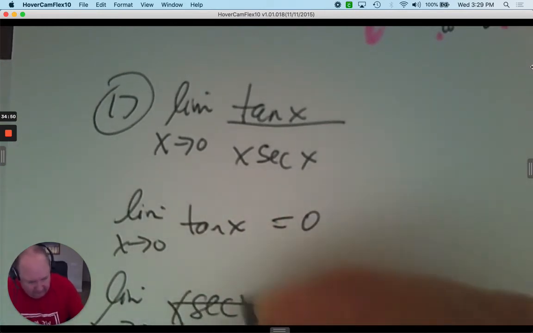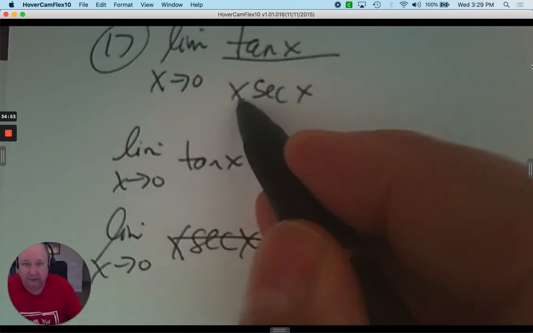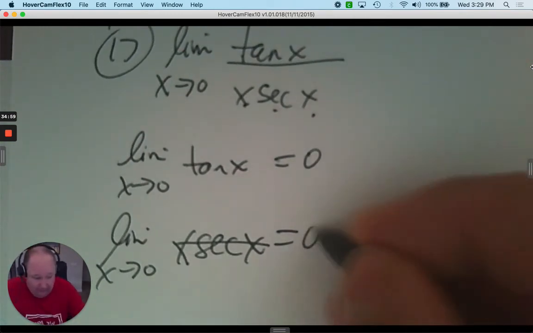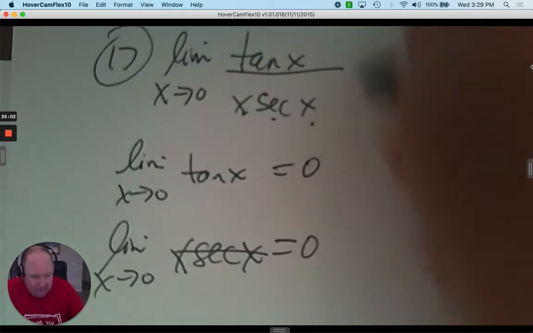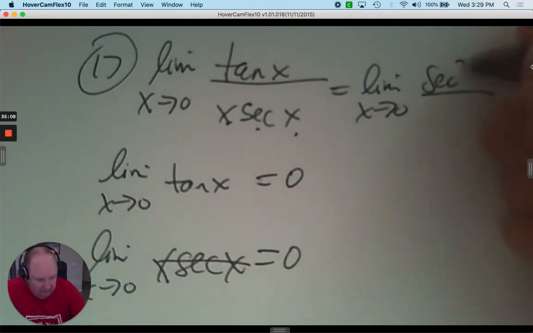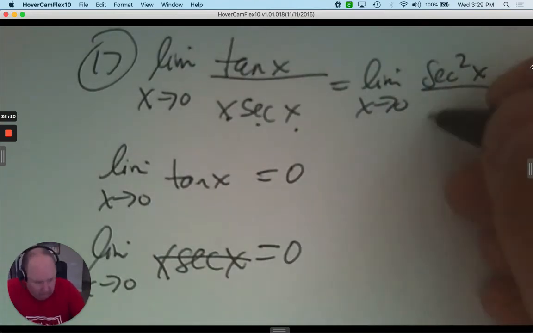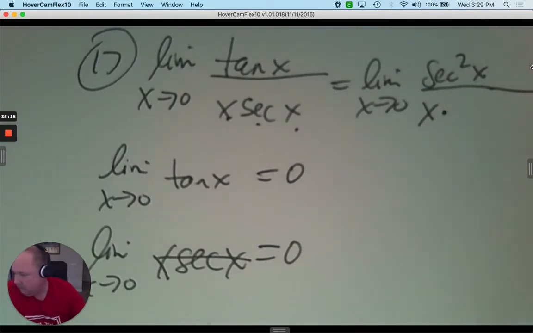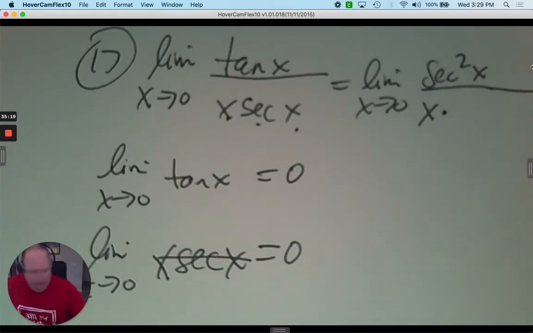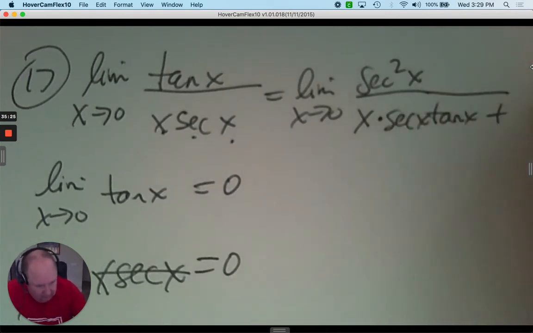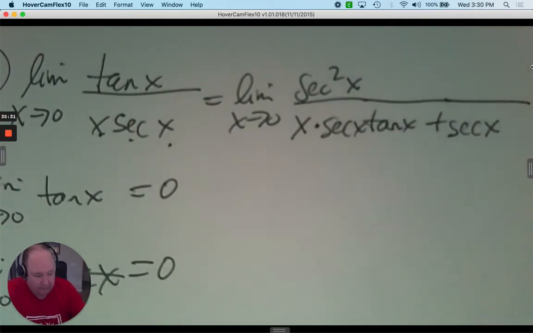x secant x. So the same thing to the denominator. Plug in 0 for x. Secant 0, it doesn't really matter because 0 times anything is 0, but it's 1. This is indeterminate. So we're going to use L'Hopital's rule because it's indeterminate. So the derivative of tangent is secant squared. This is the product rule. The first times the derivative of the second. So the derivative of secant is secant tangent plus the second times the derivative of the first, and the derivative of x is 1, so that's good.